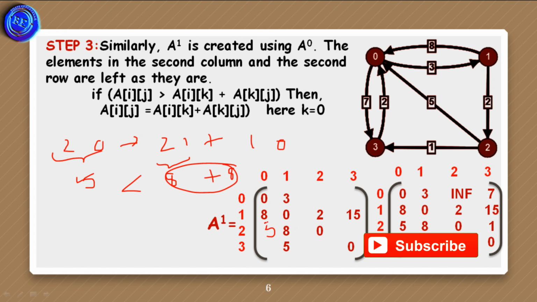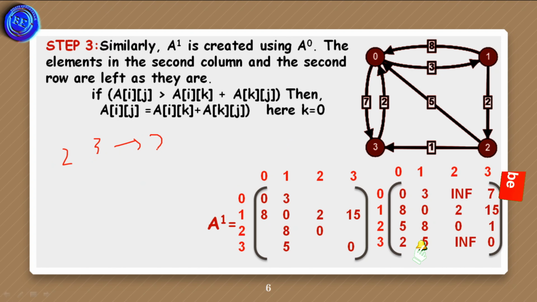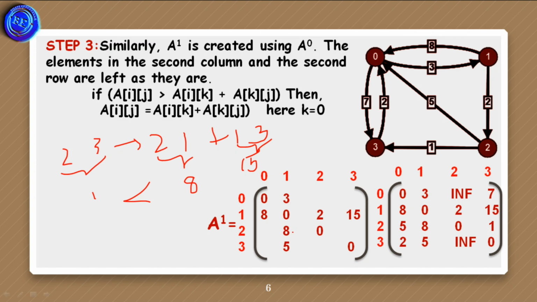So 5 remains as it is. And next coming to 2 to 3. So the intermediate vertex is 1, and 1, 2, 3. What is the cost of 2 to 3? Its cost is 1, and 2 to 1 its cost is 8, and 1 to 3 its cost is 15. So 1 is less than 23, so 1 remains in its position. Next, coming to 3 to 0, so 3 to 0 also remains the same.